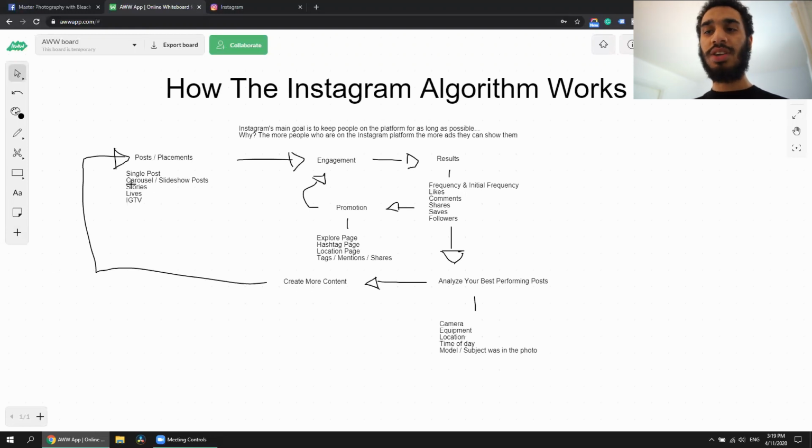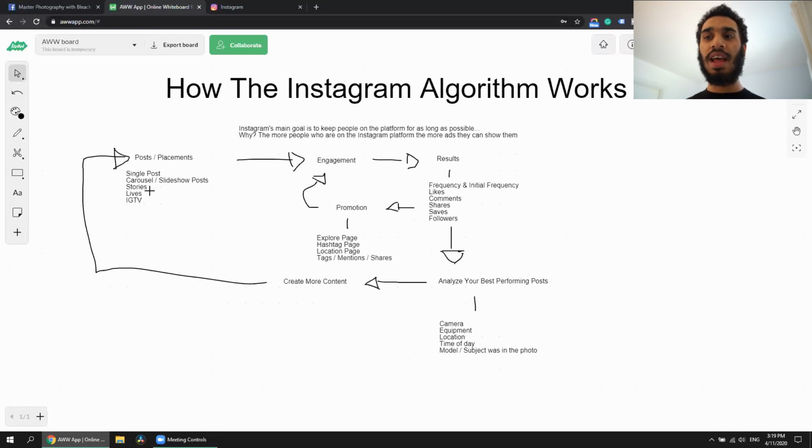You're going to post it, and you're going to do stories, lives, posts, slideshows, IGTVs, literally everywhere you can be, because Instagram is going to give you more engagement. Now, you may be thinking, oh, my stories don't get as much engagement as my posts, or my posts don't get as much engagement as my stories, or my IGTVs and my videos don't get as much engagement as my photos.